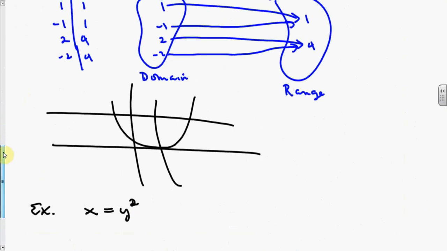The horizontal line test was to determine whether or not the function is one-to-one. That is, if it has an inverse. If it's one-to-one, then it has an inverse, and we can find the inverse of that function. You take a vertical line and you draw a vertical line through the graph. If the vertical line crosses the graph more than once, then we say that that particular relation is not a function itself. Right?